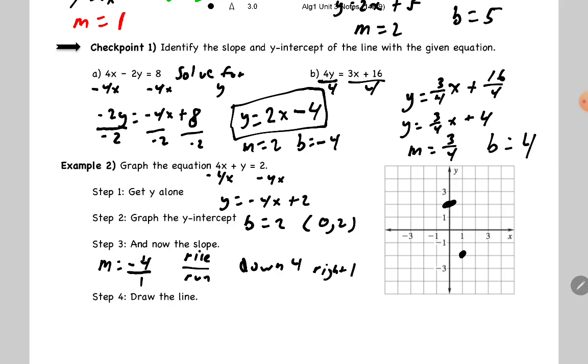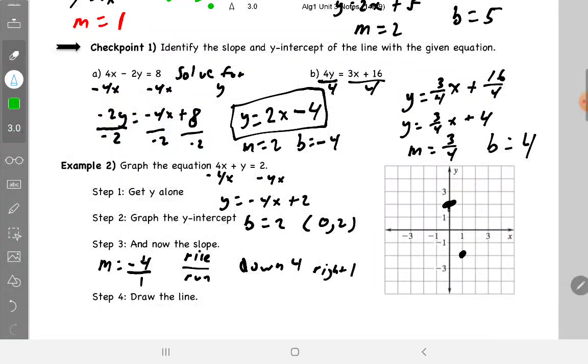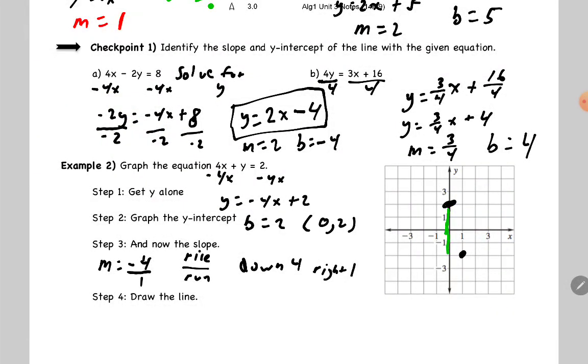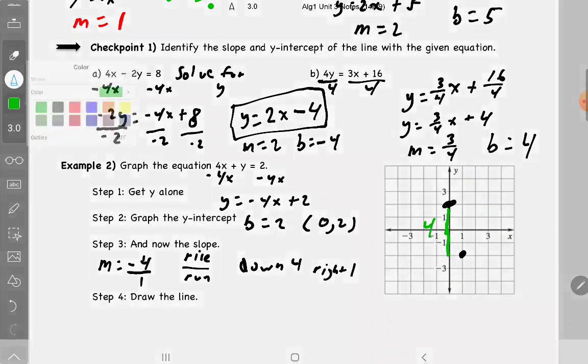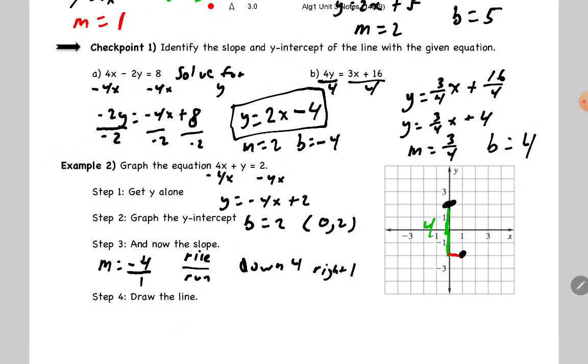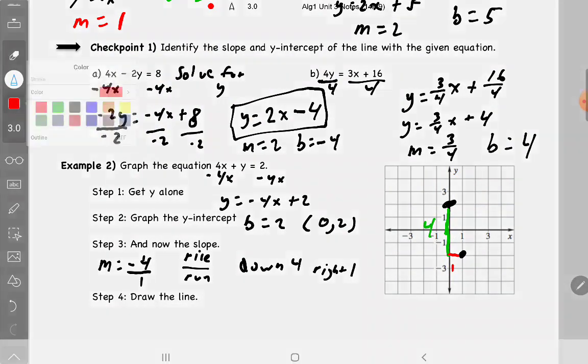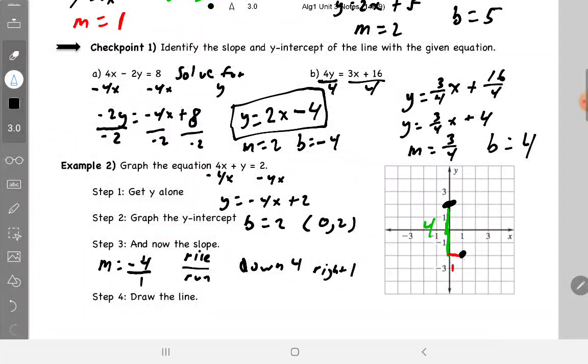Okay, so once again, let me do this different color so you can see. So I went down 4, and then right 1. Okay, and then we're going to draw our line.